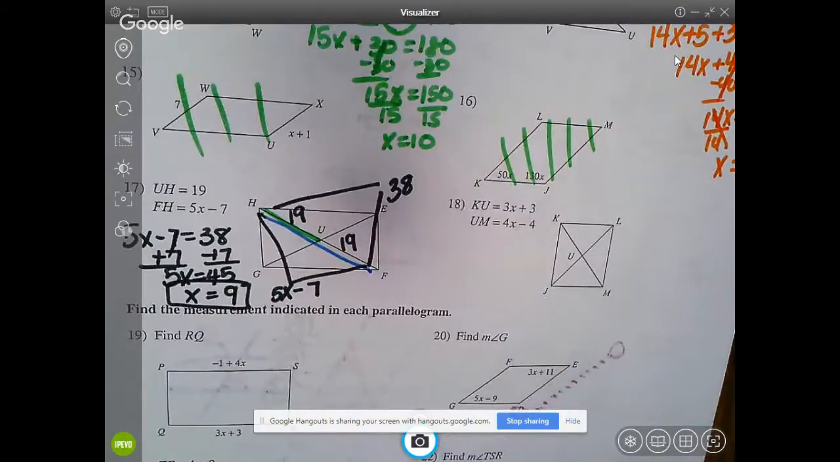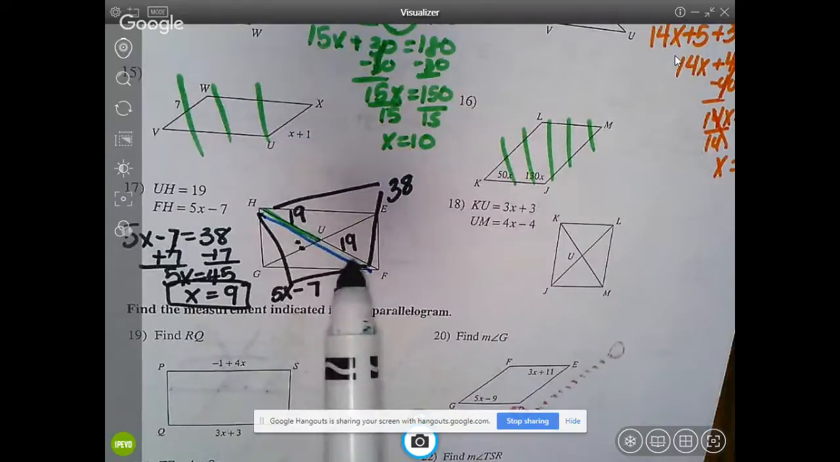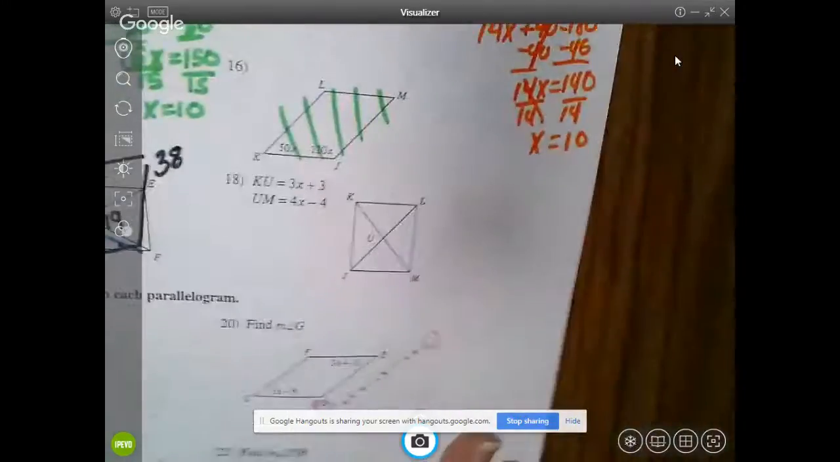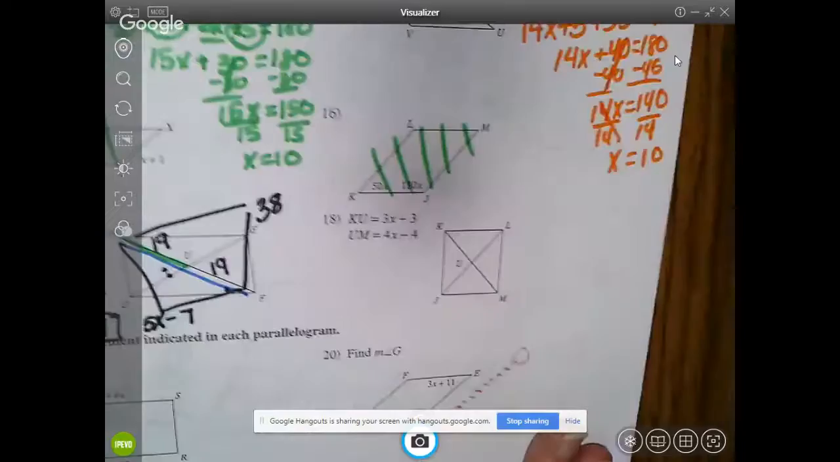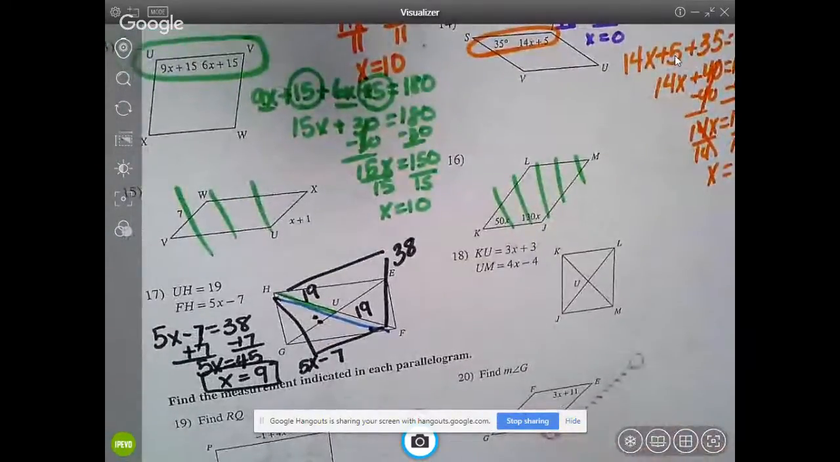Again, you should already know how to do multi-step equations. You should have mastered that last year in algebra. Because this is 19, diagonals bisect each other, it means both of these have to be 19. 19 plus 19 is 38. Okay, 5 more questions, then you can take a break. I want to just finish this one so I can stop the parallelogram video. That's the only reason.